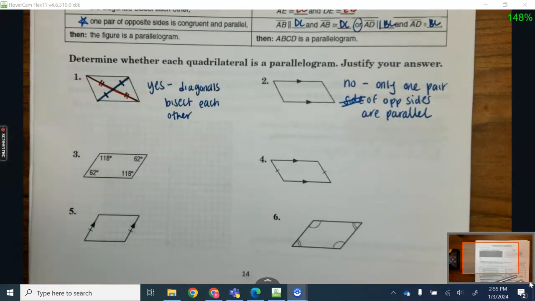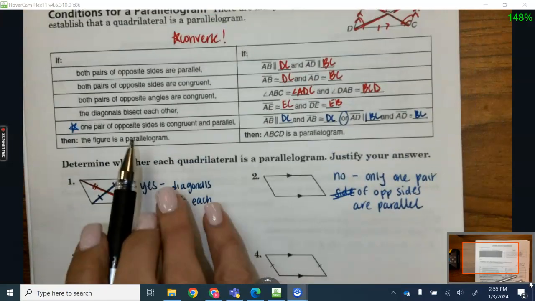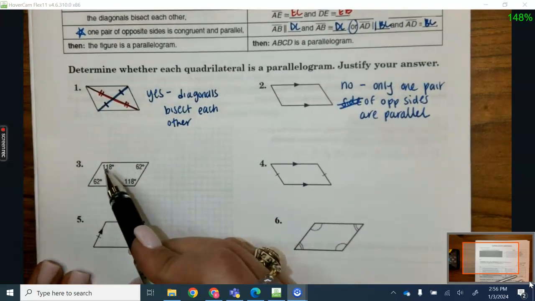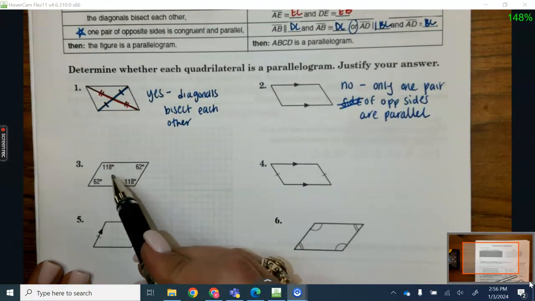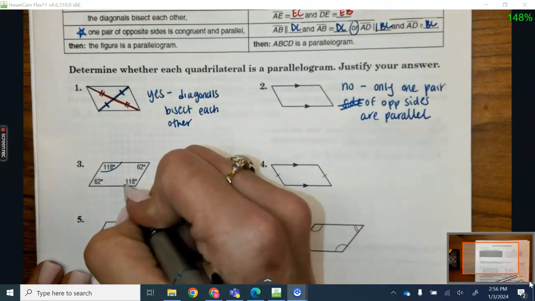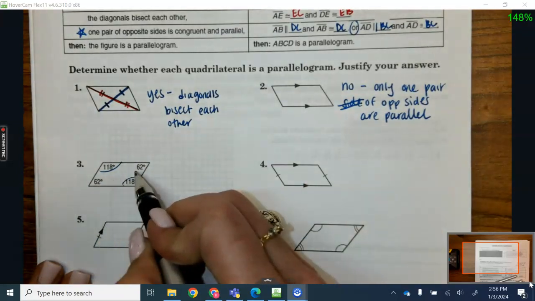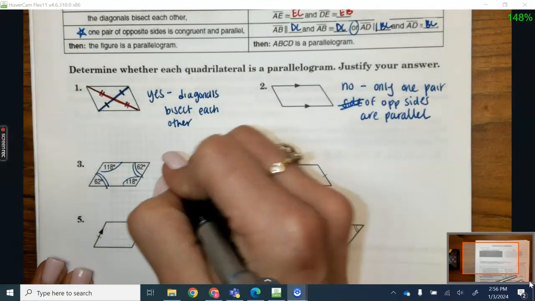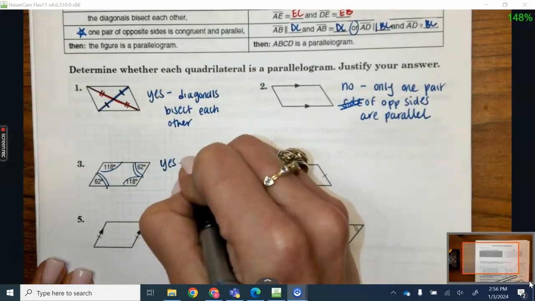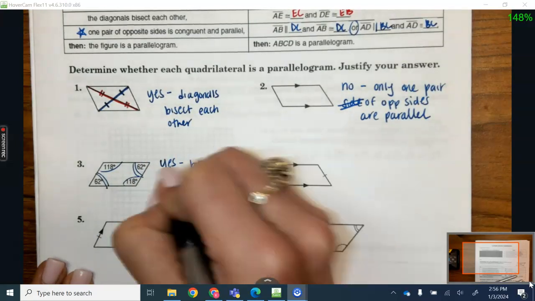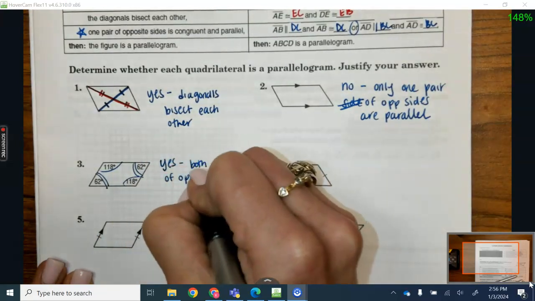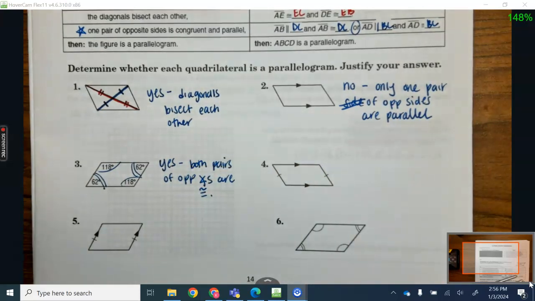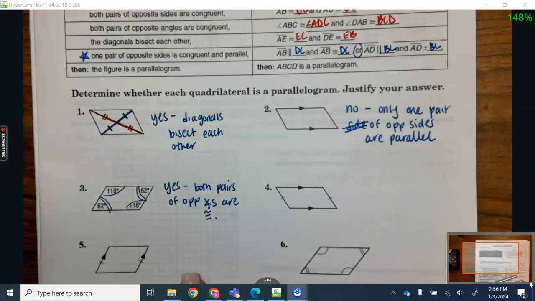Number 3, they give me some angle measures, so I would be looking at this property right here. Both pairs of opposite angles are congruent. If I look at 118, opposite of that is also 118, so those are congruent, so I can mark those. 62, opposite of that is also 62. So these opposite angles are also congruent. So yes, both pairs of opposite angles are congruent. Okay, as long as you can satisfy one of these, then the figure is a parallelogram.